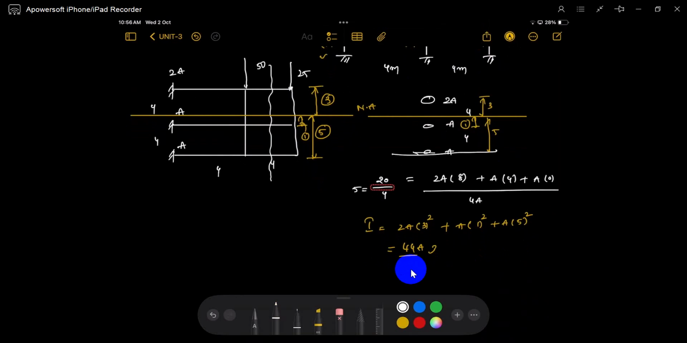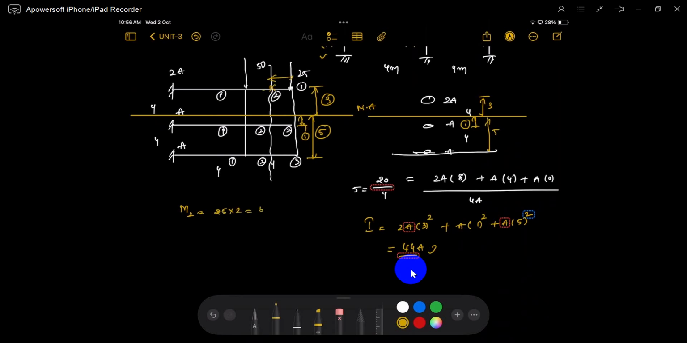Now consider this is the first column, this is the second column, this is the third column, and this is the second story, this is the first story. So the story moment again: what is the second story moment? This is the second story. The moment is at the center. What is the distance?